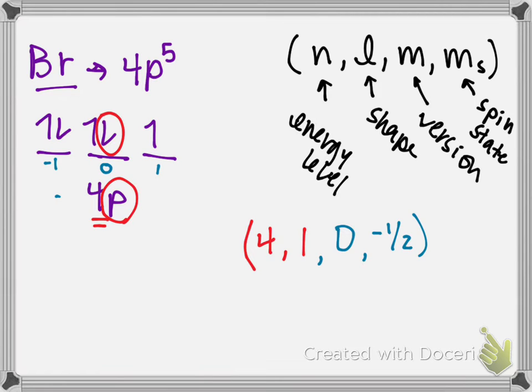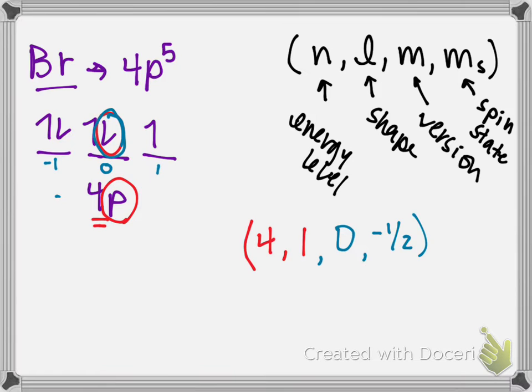I don't think we've done one with a negative spin state yet, but that means we're looking at the second electron that goes in that particular orbital. Those are just numerical values that are assigned to the shape. So I gave you that little table, but S is the number 0. P is 1, D is 2, and F is 3. Okay, so S, P, D, F.